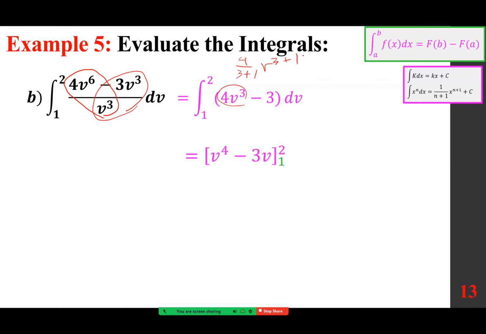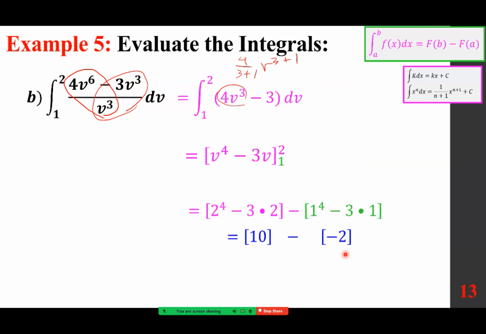So first plug in 2 minus second plug in 1. So 2 to the power of 4 minus 3 times 2, minus 1 to the power of 4 minus 3 times 1. So what you have here, this is 16 minus 6, which makes it 10. This is 1 minus 3, which makes it negative 2. And 10 minus negative 2 makes it 12, because it's 10 plus 2.